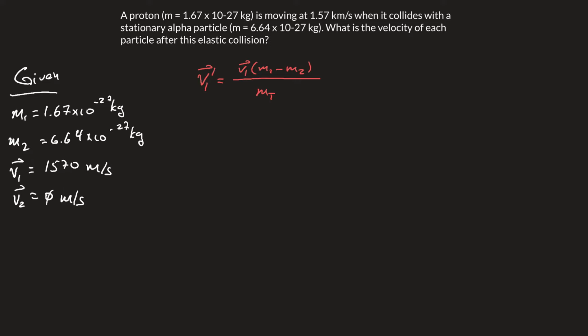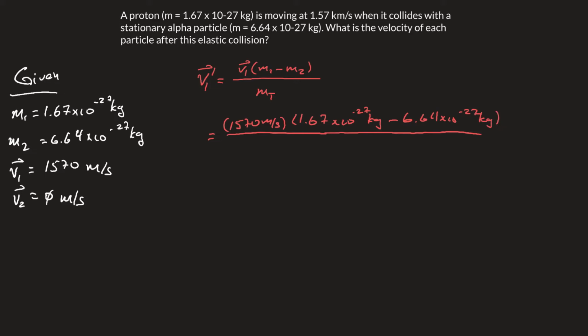So we can start to substitute values in here. V1 prime is 1,570 meters per second, multiplied by the first mass, 1.67 times 10 to the negative 27 kilograms, minus the second mass, 6.64 times 10 to the negative 27 kilograms, all divided by the total mass, m1 plus m2, which I've done quickly and is 8.31 times 10 to the negative 27 kilograms. This we can plug in and solve really easily.